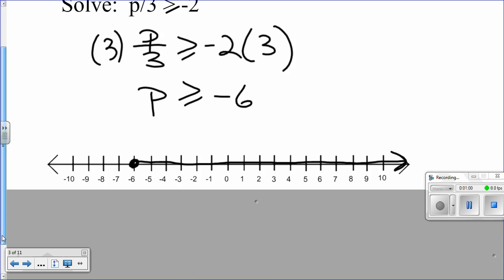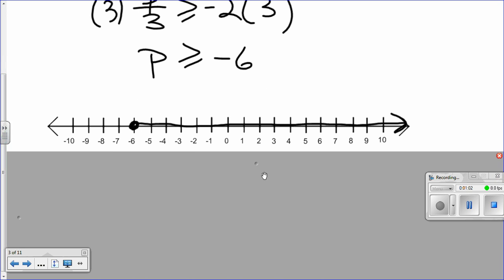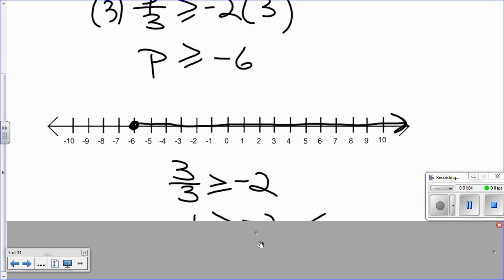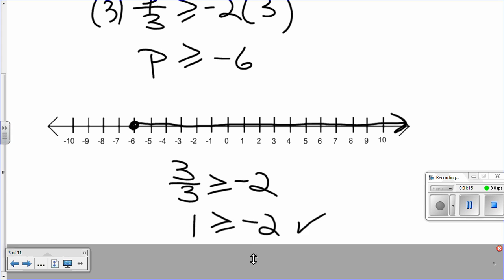I keep telling you guys, you always want to check your answer. So let's pick a number in our shading. In this case, I took 3, plug it into our original inequality, and we have 3 divided by 3. Is that greater than or equal to -2? 3 divided by 3 is 1, and 1 is definitely greater than -2, so we solved it correctly.